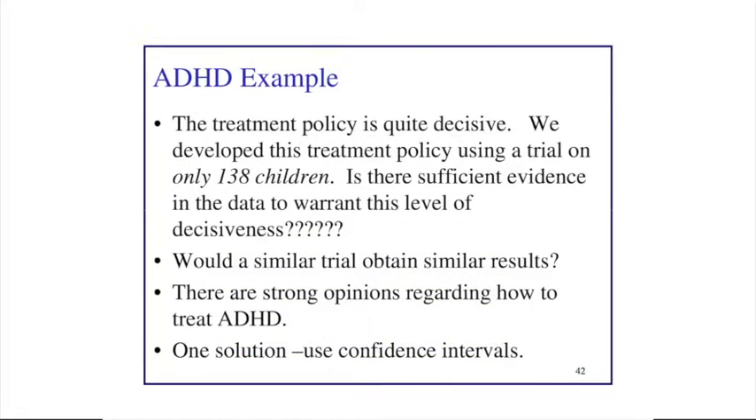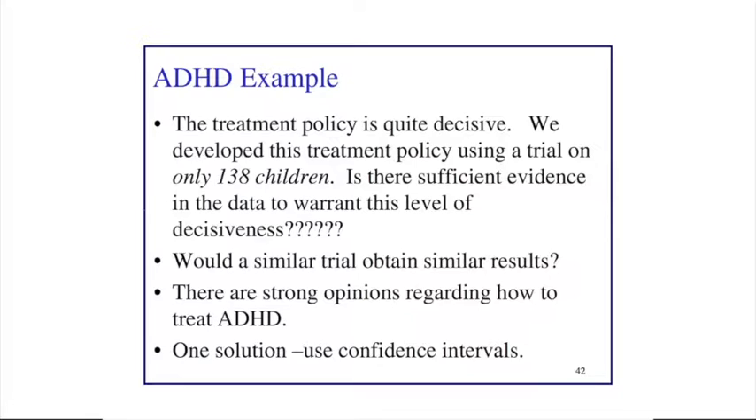It's quite decisive. I mean, I just told you exactly what you should do. But the data set only had 138 children. Actually, it was supposed to be 150, but a group left within a month at the beginning of the trial.